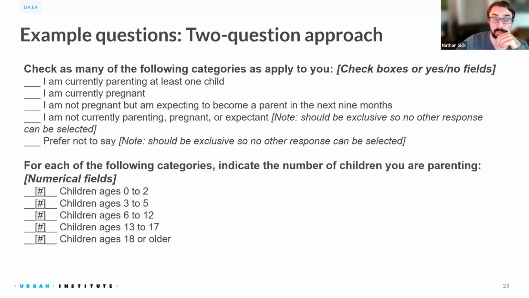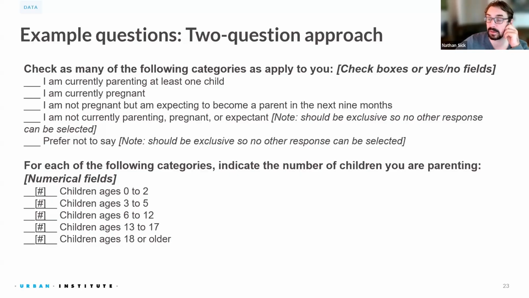So you would check as many that apply. You would say, I'm currently parenting at least 1 child. I am currently pregnant. I am not pregnant, but I'm expecting to become a parent in the next 9 months, which could capture folks who are planning to adopt or expectant fathers. I am not currently parenting, pregnant, or expectant, or prefer not to say.